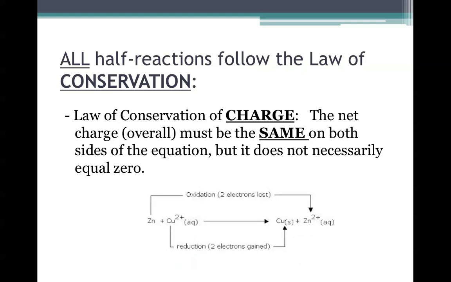All half reactions also have to follow the law of conservation of charge. The net charge overall must be the same on both sides of the equation. So here we actually have a net reaction where we can see that on the left-hand side we have a total of a +2 charge, and on the right-hand side we have a total of a +2 charge as well. So the charge has been conserved going from our reactants to our products.